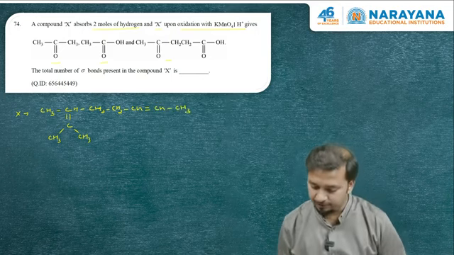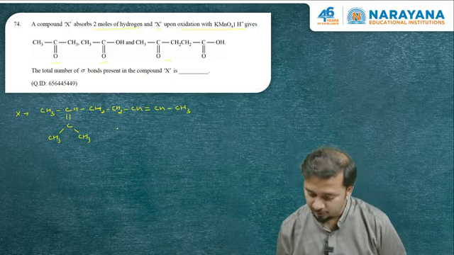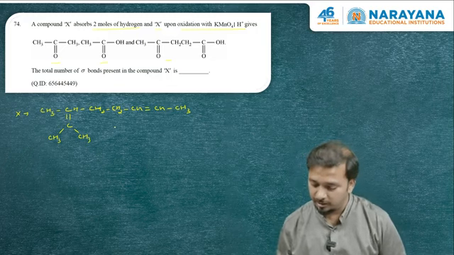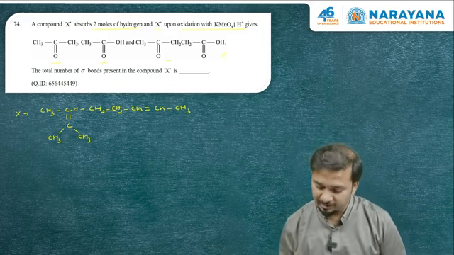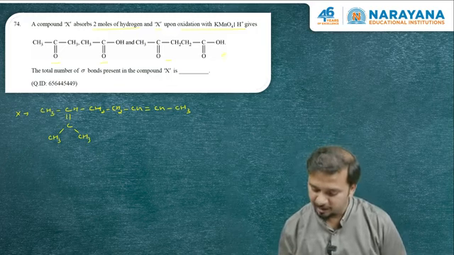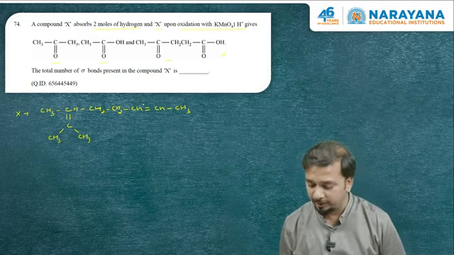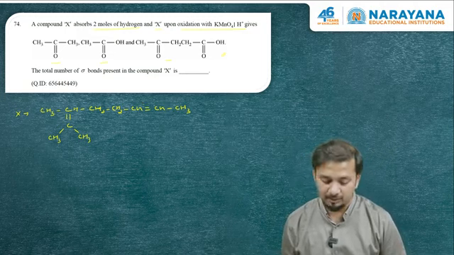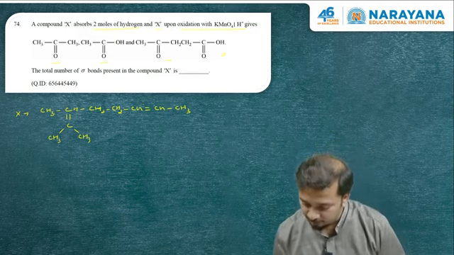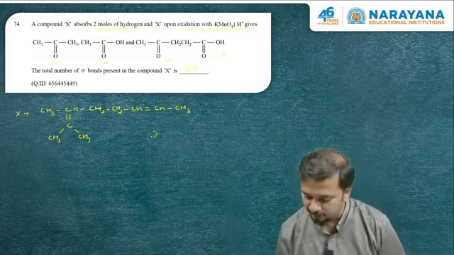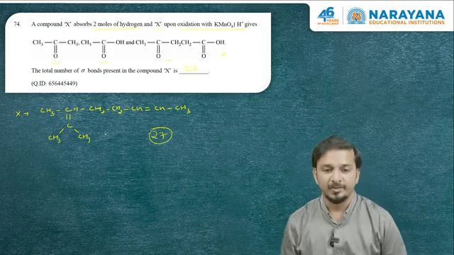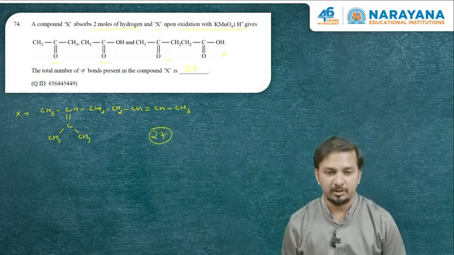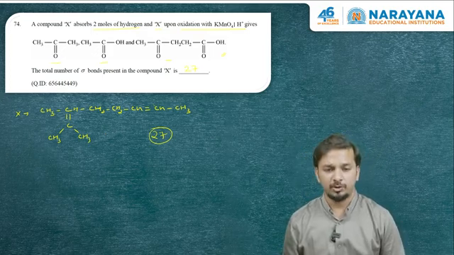If I am having this compound, then this only on treatment with KMnO4 H plus will give this, and we can see that there are 2 double bonds. It means it will absorb 2 moles of hydrogen. Now they are asking how many sigma bonds are present in this compound X. So we can count now. Total number of sigma bonds in this compound is going to be 27. So total 27 sigma bonds are present. So answer for this question is 27.